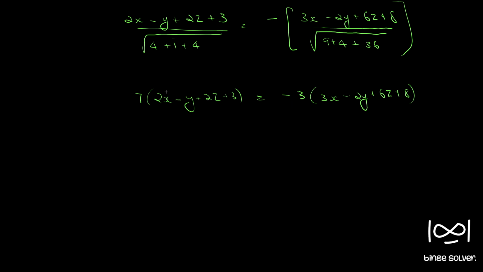That gives 14x. We'll bring all these terms to the left side. So 14 plus 9 is 23, so 23x. Minus 7y plus 6y gives minus y. Then 7 into 2 is 14 and here we have 3 into 6 is 18, so 14 plus 18 gives 32z. And 7 into 3 is 21, 3 into 8 is 24, so 21 plus 24 gives 45, equal to 0. So this is our required equation.